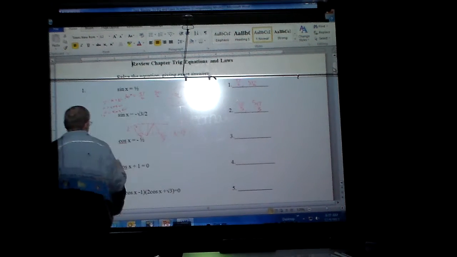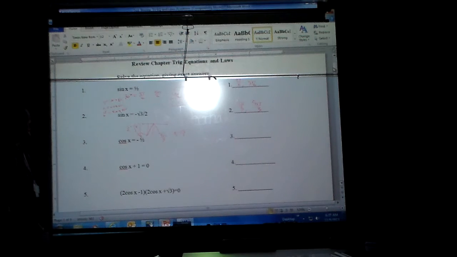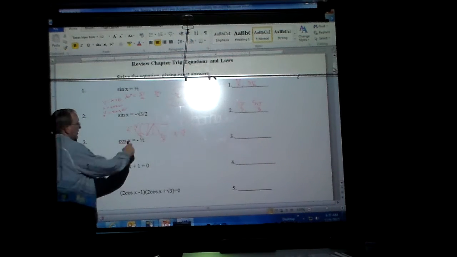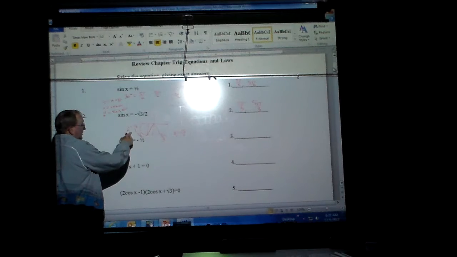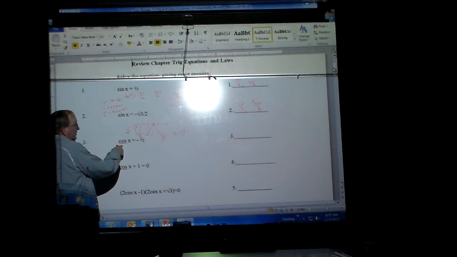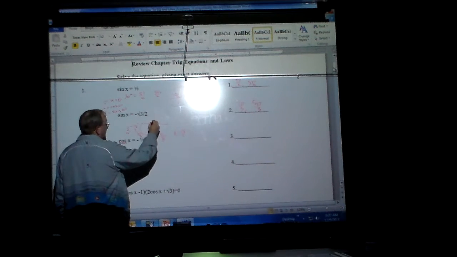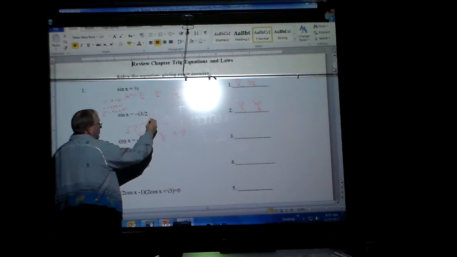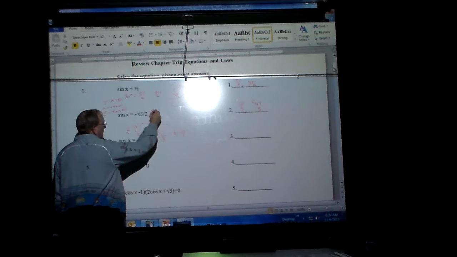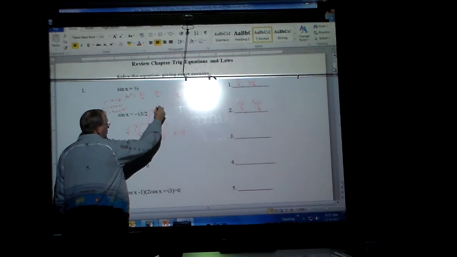And then go look at number 3 here, cosine x equals negative 1/2. Well, actually, I found one of the answers is already right here. Look at it. Because x is the x value for cosine x. X is negative 1/2. And also x is negative over here, which is also the point negative 1/2, square root of 3 over 2.